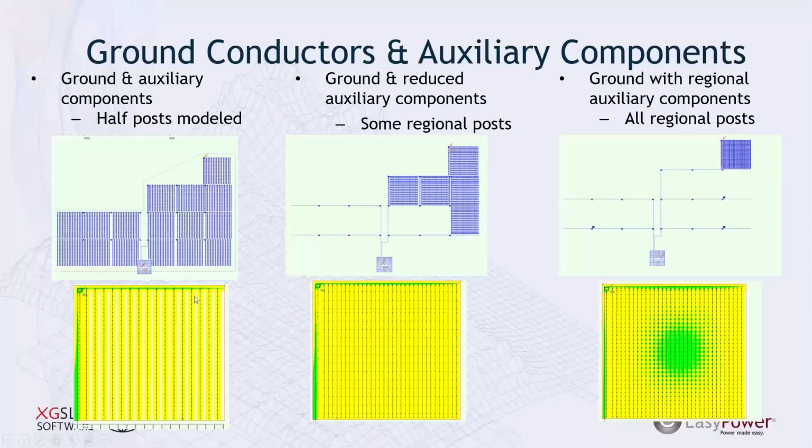If we change how we're modeling this, we can switch from modeling every other row to half of the posts being modeled, but we're modeling each of the rows. But again, we see relatively similar results. A lot of this area is still exceeding our touch voltage compliance.